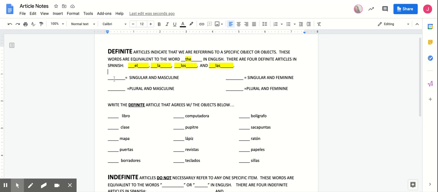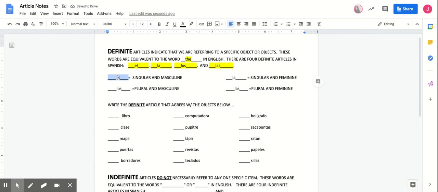Now, for singular and masculine, if we're talking about one thing and it's masculine, we are going to say el. That's where the singular and masculine one goes. Now, singular and feminine, that's going to be la. Now, plural and feminine and plural and masculine, these are going to be the ones that end in an S, because when we're talking about something that's plural, almost always it's going to end in an S. We have los for the plural and masculine, and we have las for the plural and feminine.